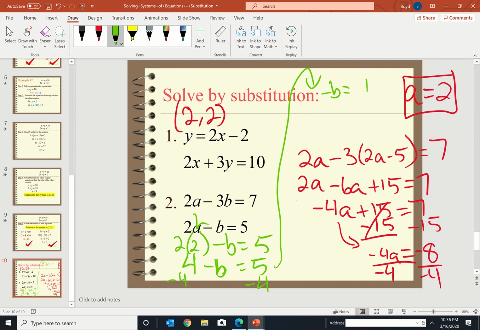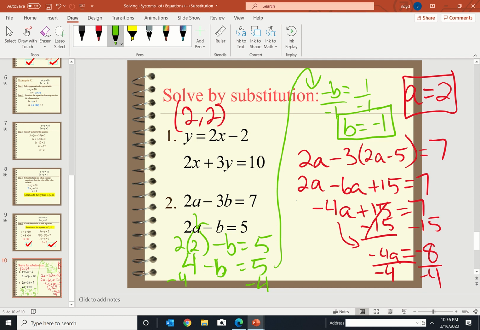And again, we're not solving for negative B. We're solving for positive B. So in this case, we're going to divide by negative 1, divide by negative 1, and we have B equals negative 1. So now we've solved both of them, and what we have is A equals 2 and B equals negative 1. So in this case, does this work when we plug it in?